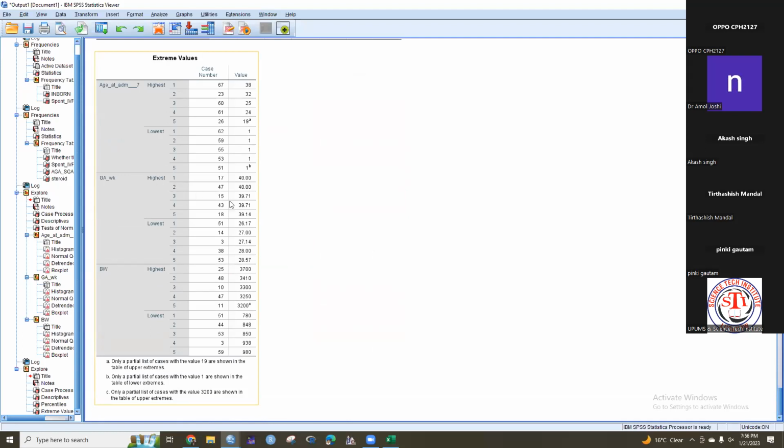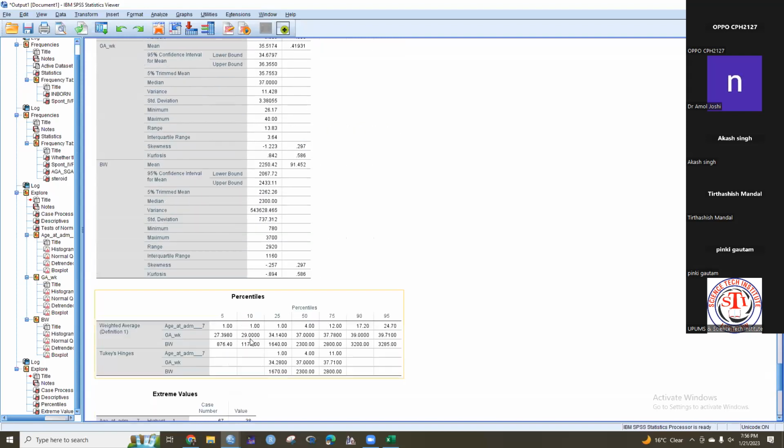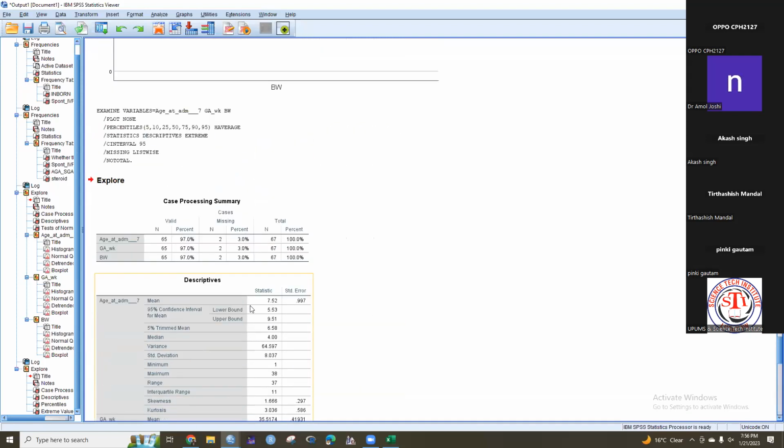Similarly, for gestation age, the five highest values and five lowest values are given, and for birth weight, the five highest values and five lowest values are given for you. Now from here you can decide, as a principal investigator, what your outliers are and whether we should keep them for analysis or not. Okay, so this is all about describing the data.